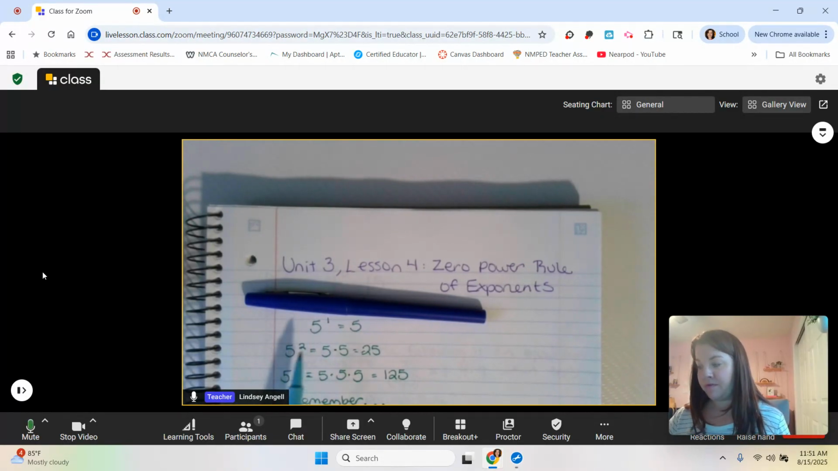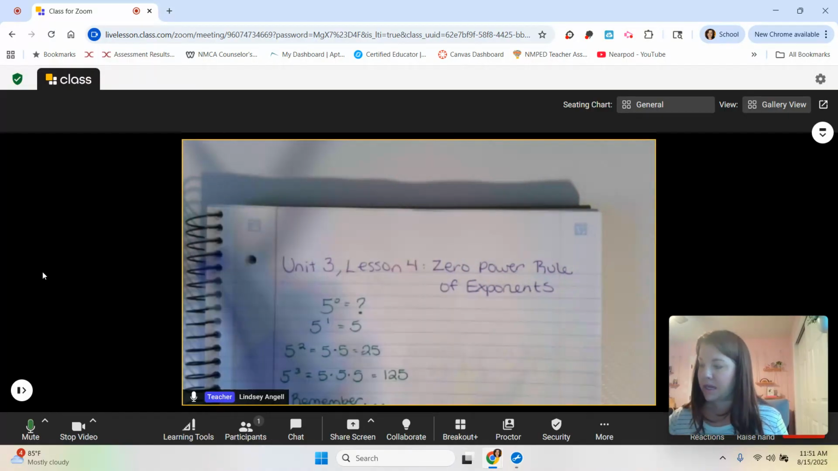Moving on to the next one, 5 to the second power, also known as 5 squared. Again, the base, the bigger number, tells me what number is being multiplied together. The exponent tells me how many of them to multiply. So this would be 5 times 5, which is equal to 25. 5 to the third power is 5 times 5 times 5, which is equal to 125.